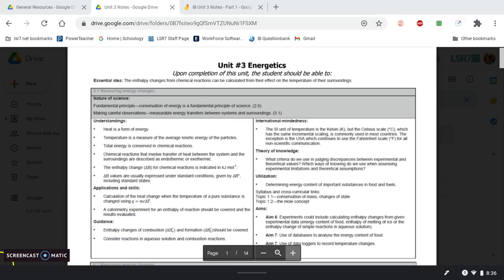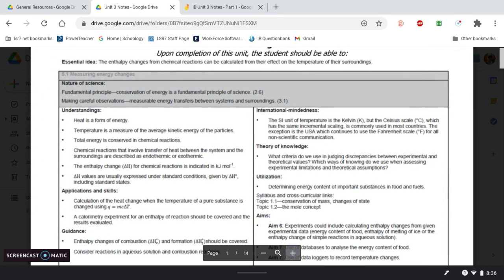All right, here we go. Unit 3 notes. Energetics or thermochemistry is normally what I call this unit. And so we're going to start to see that we're going to look at some things that are different, things that we have not learned in a previous chemistry course. And so just going to start by going through some of the objectives.